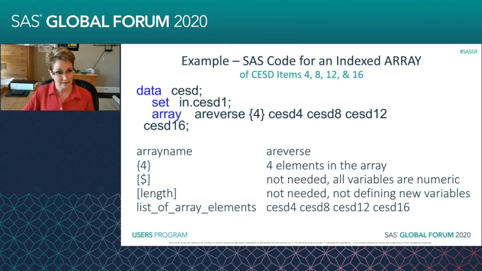Okay, you can extend this beyond one line. Again, we just start with the array statement and we end with that semicolon. As you know, in SAS, any statement begins with some keyword and ends with a semicolon. Same thing with an array statement.